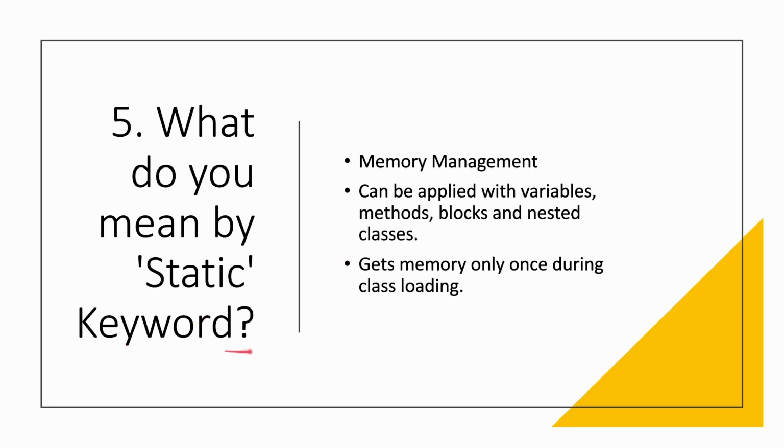Now what do you mean by static keyword? If you want to know in detail how the static keyword works in programming in Java, there is one video specifically about the static keyword on my channel. You can check that out. I'll put the link in the I button above. So the static keyword is used for memory management. Okay, so there are 4 things in static keyword. It can be applied with variables, methods, blocks, and nested classes. And it gets memory only once during the class loading.